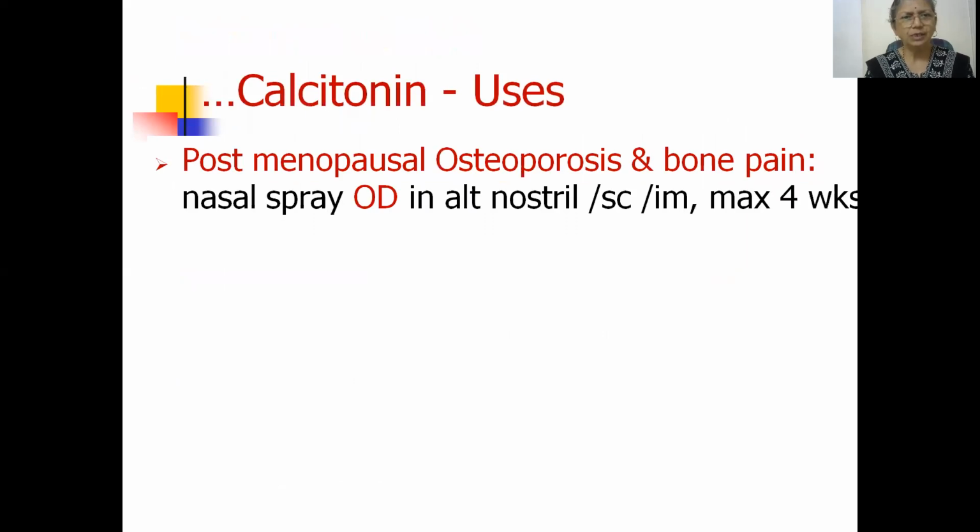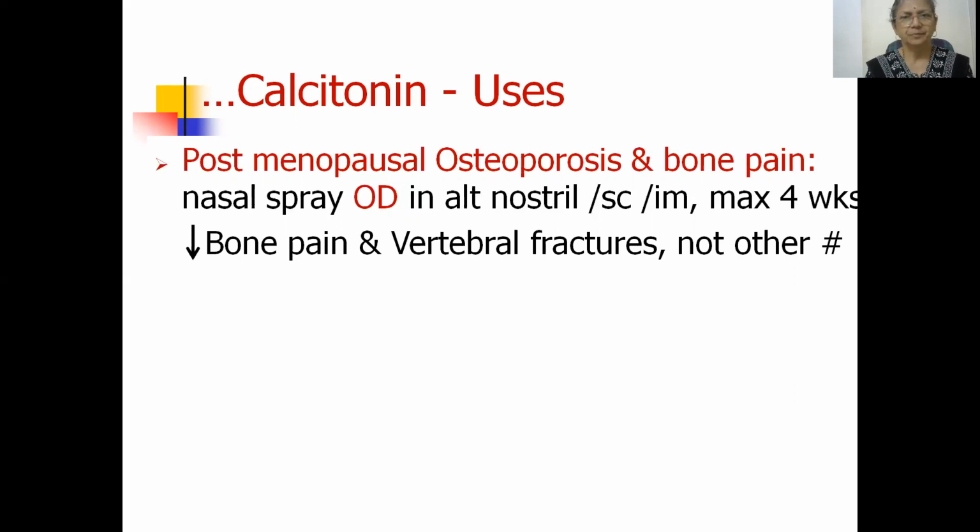So calcitonin again has been used for postmenopausal osteoporosis associated with bone pain because it's very effective in controlling bone pain associated with osteoporosis. So there it is used as a nasal spray once a day in alternate nostrils, one day in the left, one day in the right, or it is also available by injectable route, but it is recommended to be used only maximum 4 weeks, not more than that. Why? Because we'll see it is associated with carcinogenic action.